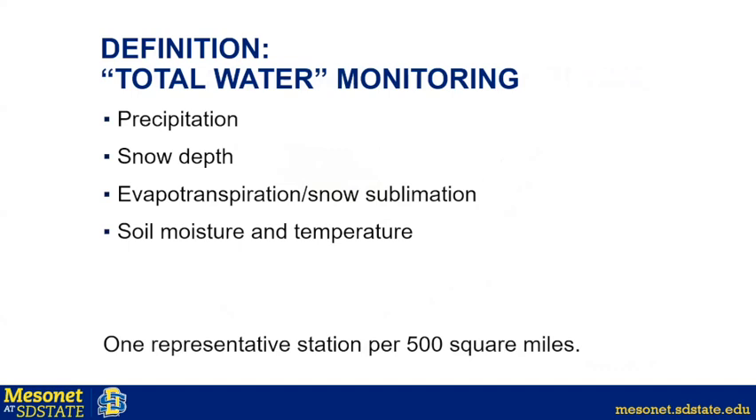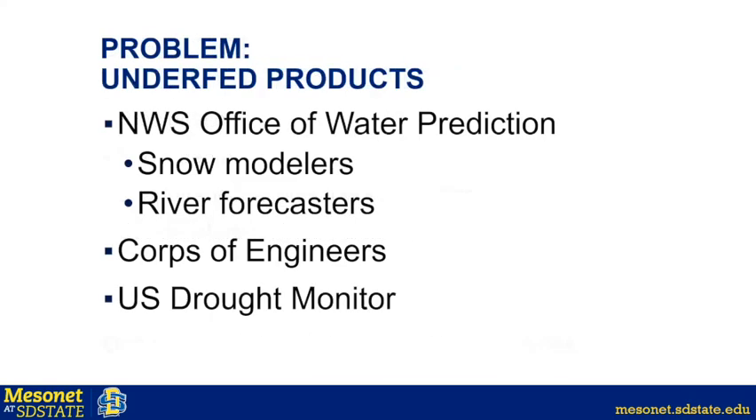So anyways, the other thing I want to define here is total water monitoring. I kind of feel like a Johnny Appleseed for total water monitoring, and I feel really lucky to be doing it right now. And what that means to me is precipitation, which in my part of the country involves snow depth as well. And then also evapotranspiration and snow sublimation. I'll clarify why I stuck those two together. And then also soil moisture and soil temperature.